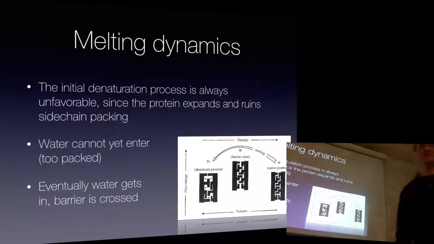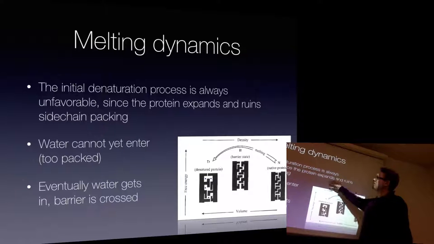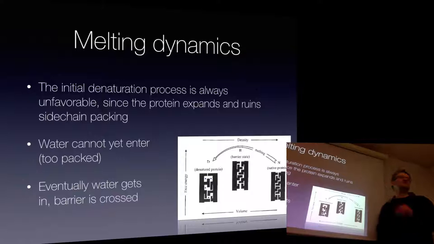So the initial denaturation process is always, always, always unfavorable. You have to expand, you lose your interactions, you ruin your beautiful packing, and there's absolutely no benefit whatsoever. This is good. If this was not the case, you would not be alive, because your proteins would always be a little bit denatured, right? This is what gets you stability.